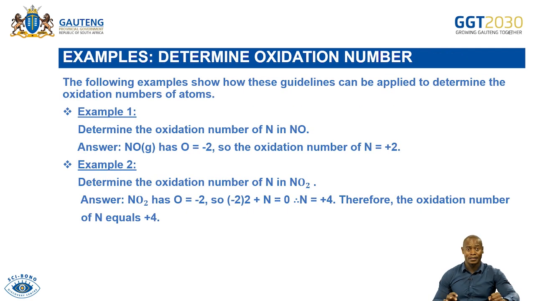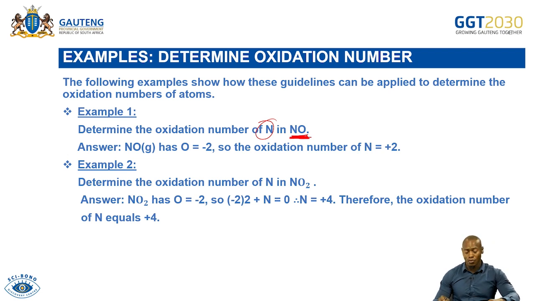So here they've given you some examples, right? Now let's look at how we can determine the oxidation numbers, but let's make sure we don't forget those rules for assigning the oxidation numbers, because they're going to assist us here. All right, let's look at example number 1. They want us to determine the oxidation number of nitrogen in nitrogen monoxide, right? So how are we going to do that?